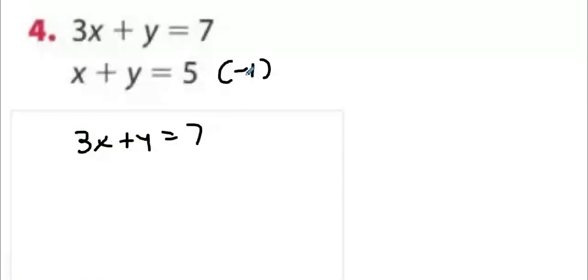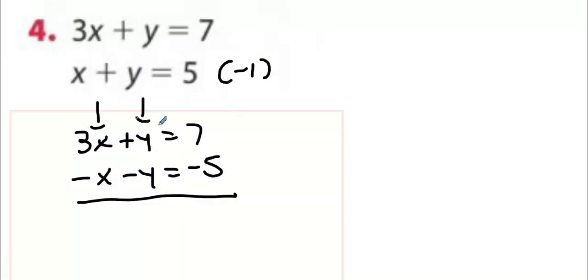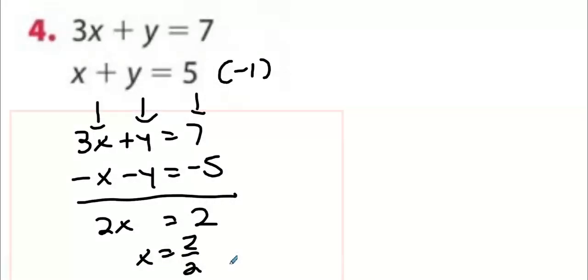So we multiply the bottom equation by minus, so we're going to get 3x plus y equals 7. We multiply the bottom equation by minus, and we get minus 5. So minus x minus y equals minus 5. We add directly downwards, and we get 3x take x is 2x, y take away y is 0, 7 take away 5 is 2, and then we do 2 divided by 2, and we get x equals 1.